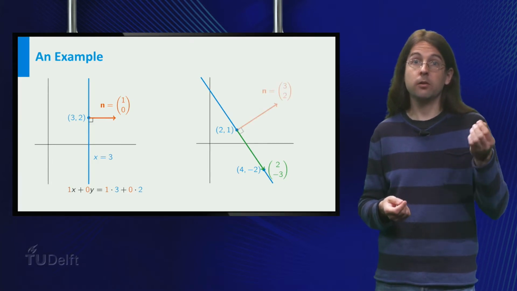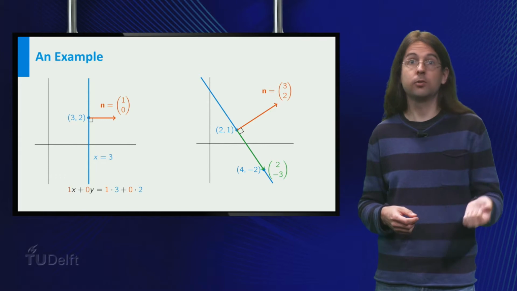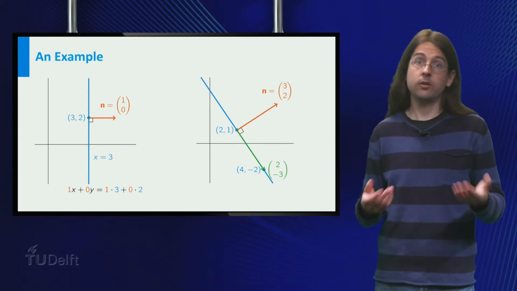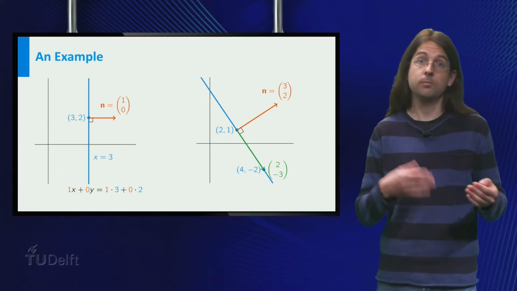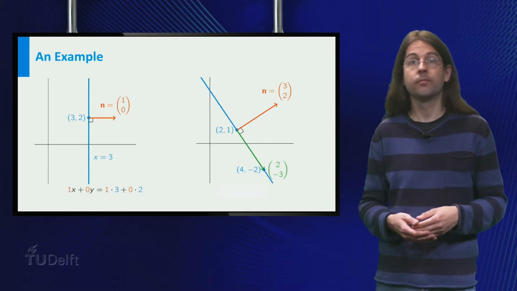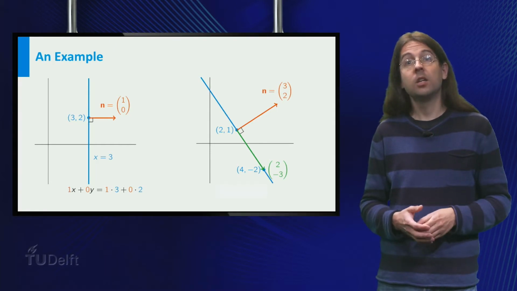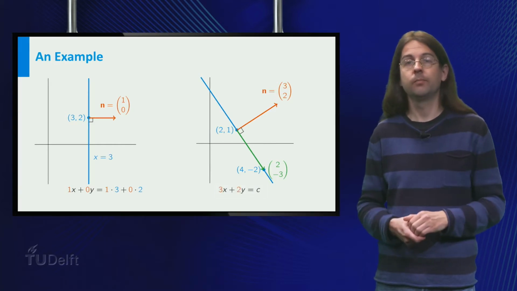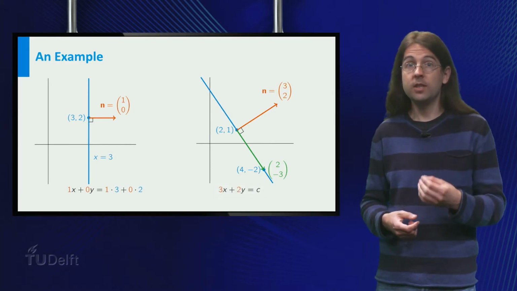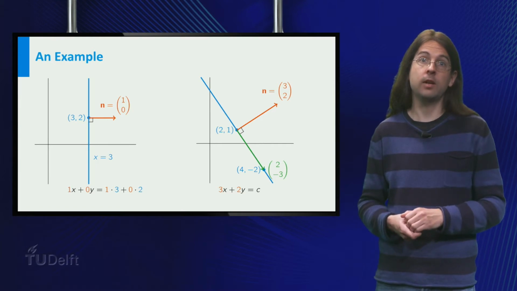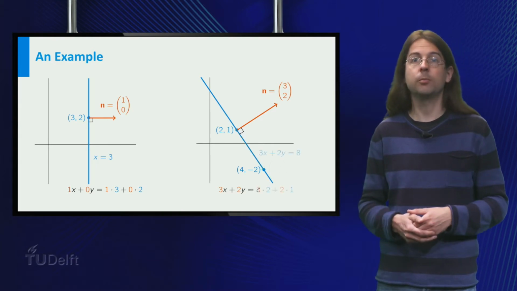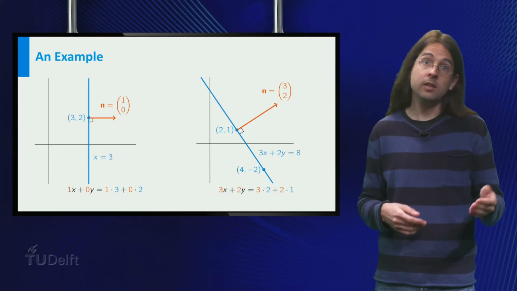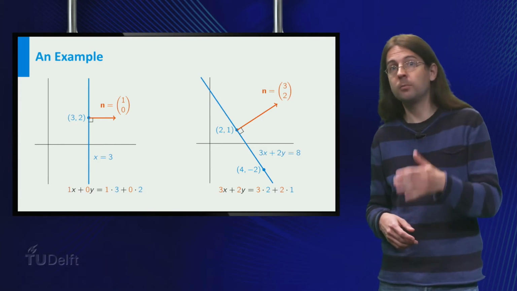Indeed, the vector (3, 2) is perpendicular to (2, minus 3), as their dot product equals 6 minus 6, which is 0. Thus, the equation for the line is 3x plus 2y equals c. And we obtain c by plugging in any point on the line, for example (2, 1). So c equals 3 times 2 plus 2 times 1 equals 8.